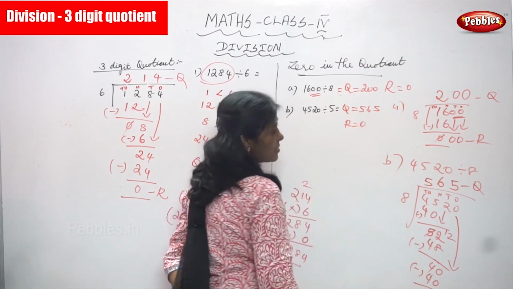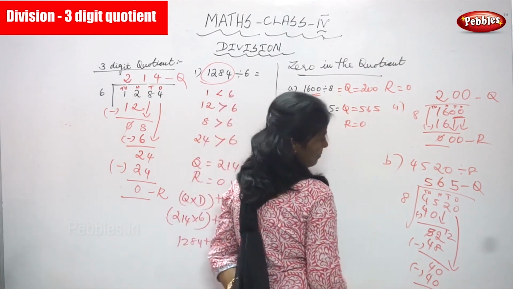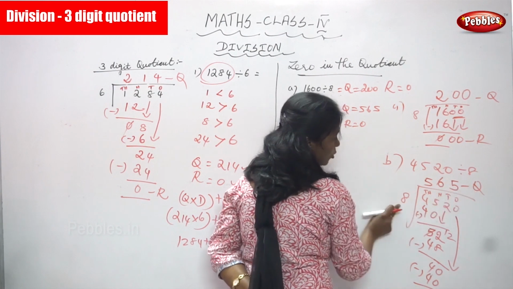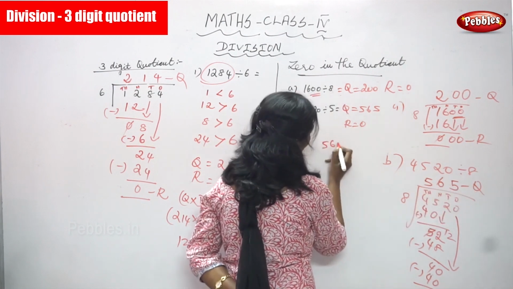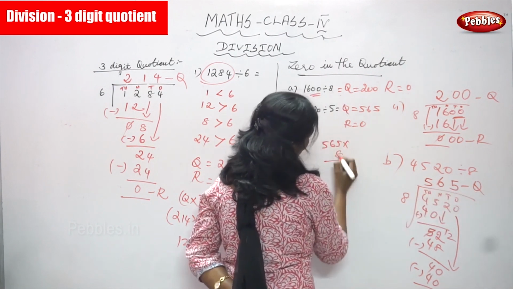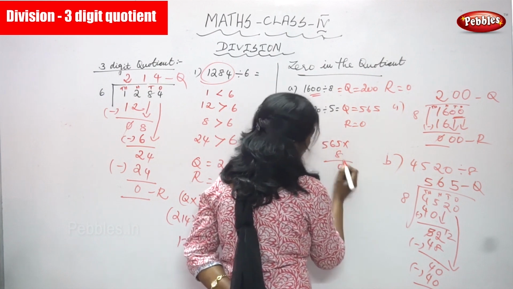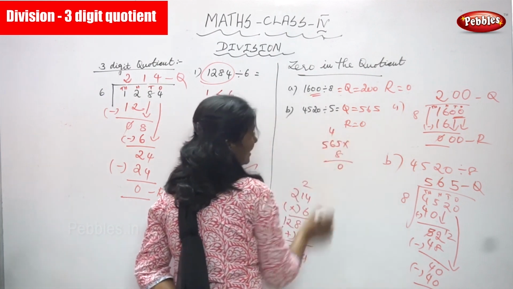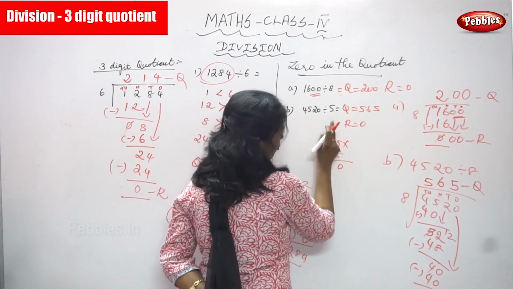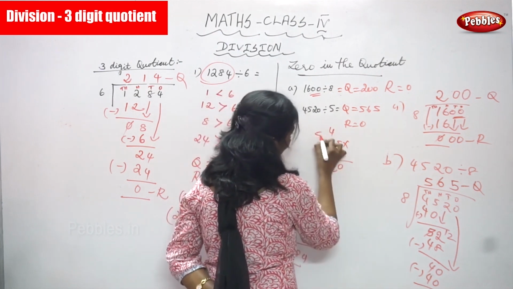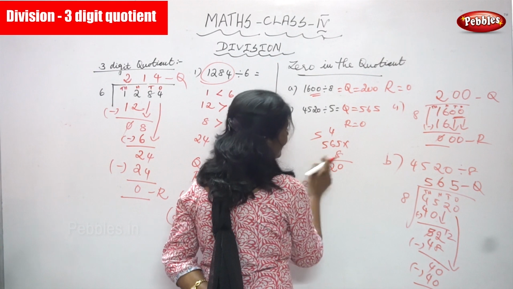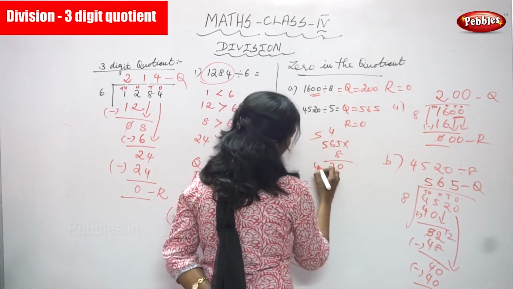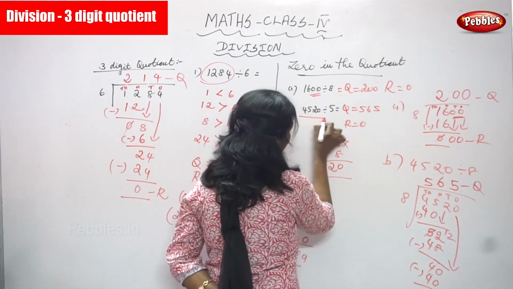But you must know whether the answer is right or wrong, which means you have to do the check method. So quotient and divisor you have to multiply. 565 into 8. 8 5s are 40, 0, and the carry over 4 goes to the tens place. 6 8s are 48, 48 plus 4 is 52, so 2. The 5 goes to the 100 place. 8 5s are 40, 40 plus 5 is 45. So 4520.